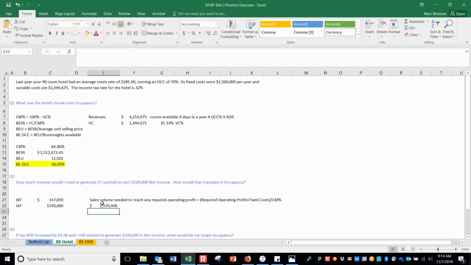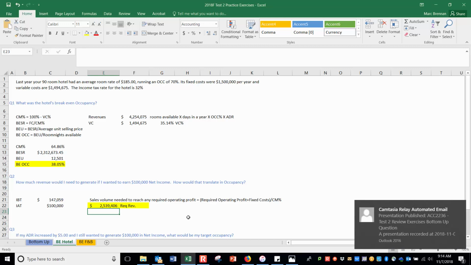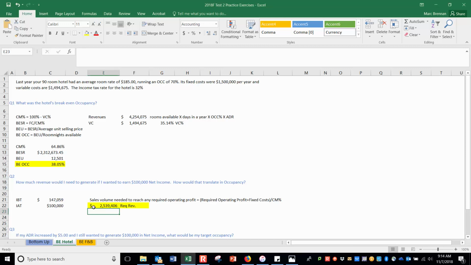Now, this is our revenue. Okay, so we can actually write required revenue in order to achieve my $100,000 in net income. Okay, so that would be part 1 of this question. But now it's asking me what that means for occupancy percentage. So the first step is going to be I need to find out what that means in rooms.